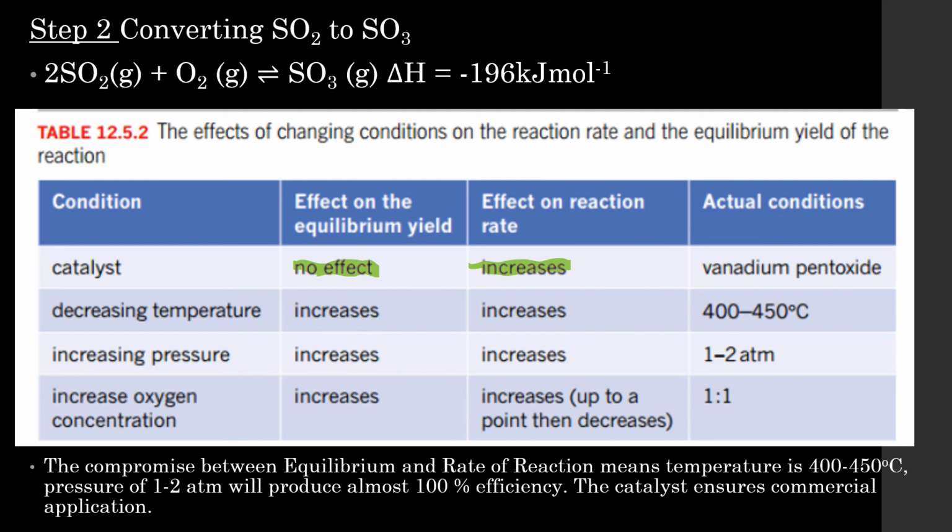Now the catalyst used in this is vanadium pentoxide, and the catalyst ensures that actually you can produce enough quantities of sulfuric acid for commercial applications. Now if you decrease the temperature, it's going to increase the yield, but it will affect the reaction rate too. It should increase the reaction rate if you did that again.